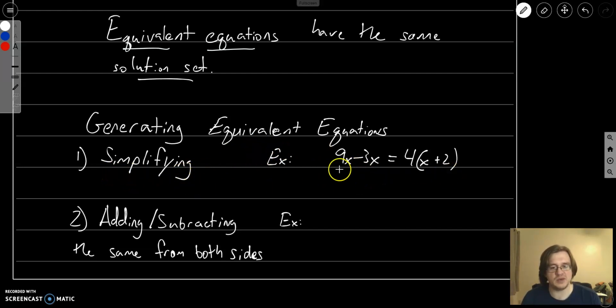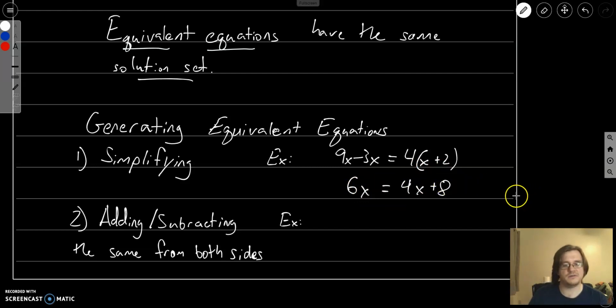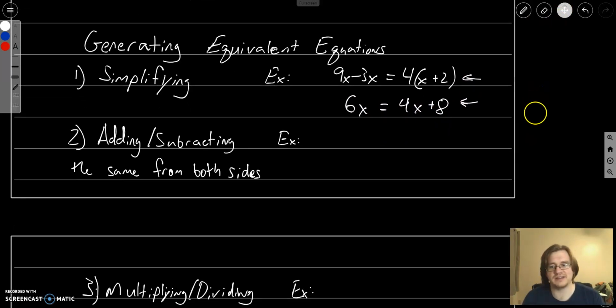So if we're given an equation, 9x minus 3x is equal to 4 times x plus 2, we can simplify both sides or any side of the equation, and the solutions will remain the same. So if I simplify the left-hand side, I'll get 6x. If I distribute on the right-hand side, 4x plus 8. The solutions to the first equation are the same as the solutions to the second equation, but the second equation is maybe a little bit simpler to work with, which is why we would simplify things.